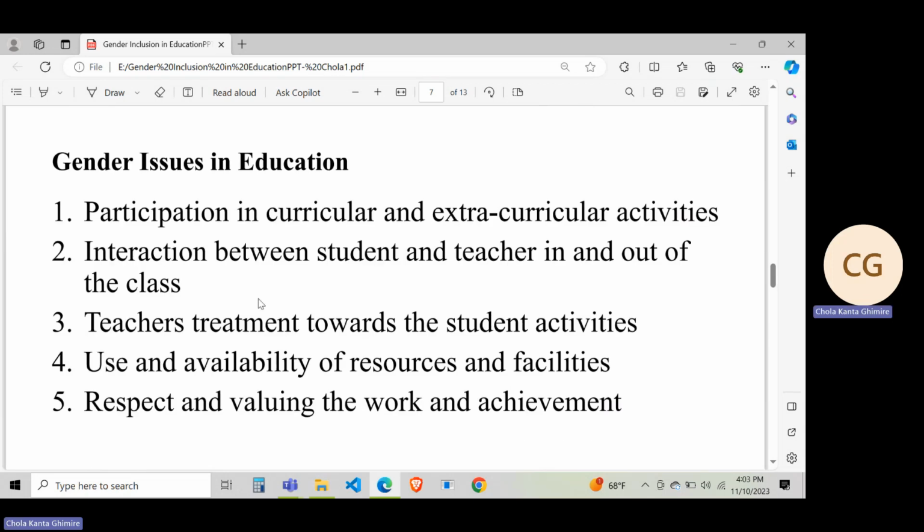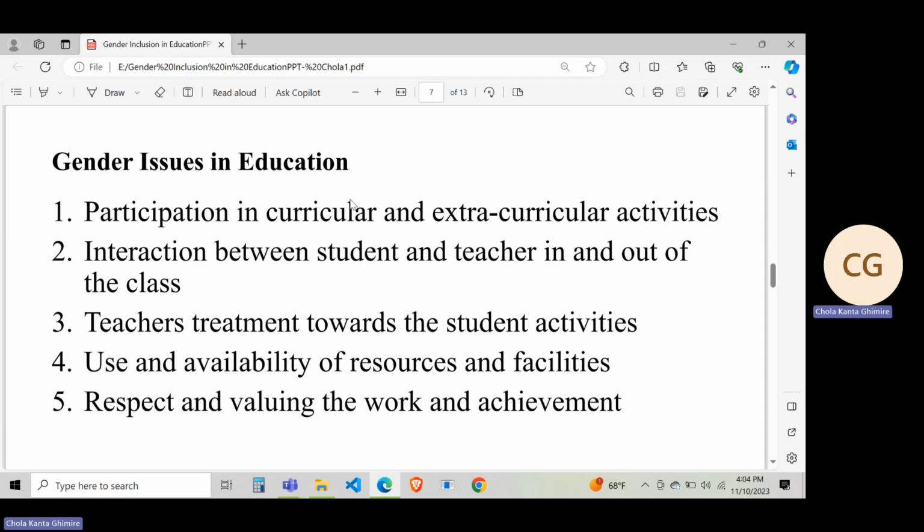Now, in case of education, there are different gender issues. Here are some gender issues. There are so many issues; these are only some. Therefore, we can explore some more issues by observing these. First is participation in curricular and extracurricular activities.